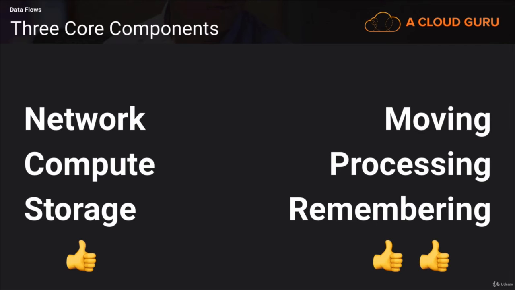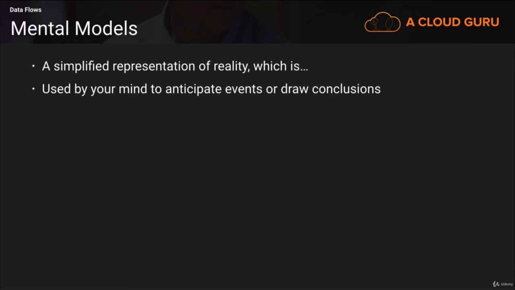Alright, so to help us think about data flows, we need to use mental models. A mental model is a simplified representation of reality, which is used by your mind to anticipate events or draw conclusions. It's what your brain builds when you understand something, or the way that your brain organizes information it learns into hierarchies. Now, beyond just one mental model, though, it's also important to recognize that systems do combine.